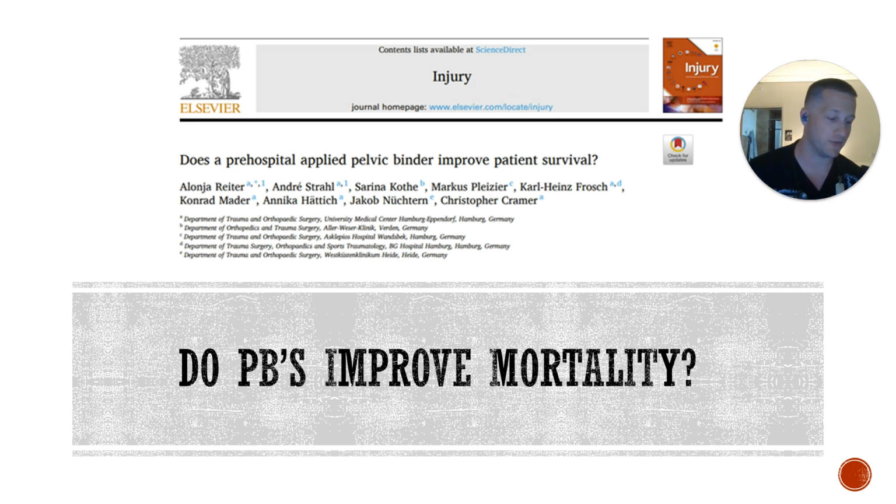Half of the patients got pelvic binders. Of those, half were placed incorrectly, which was very annoying. There was no mortality difference between the patients with a pelvic binder placed and those without. There was also no mortality difference in patients who had pelvic binders placed incorrectly and those who had them placed correctly. Blood product, hemoglobin, and injury severity score were all more indicative of mortality than placement or no placement of a pelvic binder. So that's points off for the pelvic binder. This paper was very consistent with other papers that said that pelvic binders do not improve mortality.